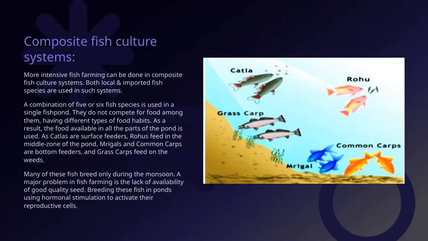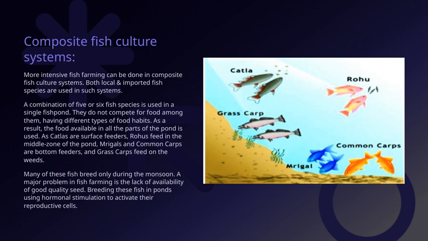Now, let's look at composite fish culture systems, which are a great way to make fish farming more intensive and efficient. In these systems, we use both local and imported fish species together in a single pond. The idea is to combine 5 or 6 different species that don't compete for the same food sources, thanks to their different feeding habits.